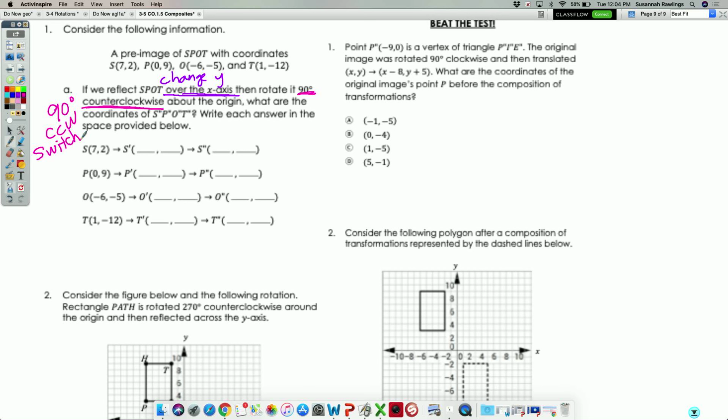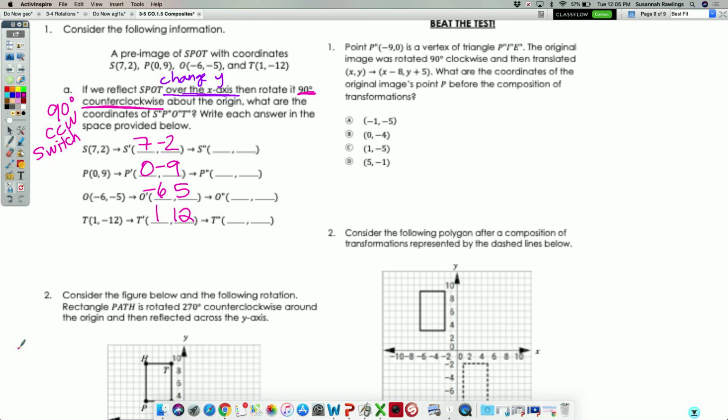So I'm going to pause here and let you guys figure out your primes, your single primes, and then we'll do the rotation together. So go ahead and reflect across the x-axis first. Alright, so make sure your reflection across the x-axis matches mine. We know we're going to switch. I already saw some of you going through and switching them. Let's go ahead and do that.